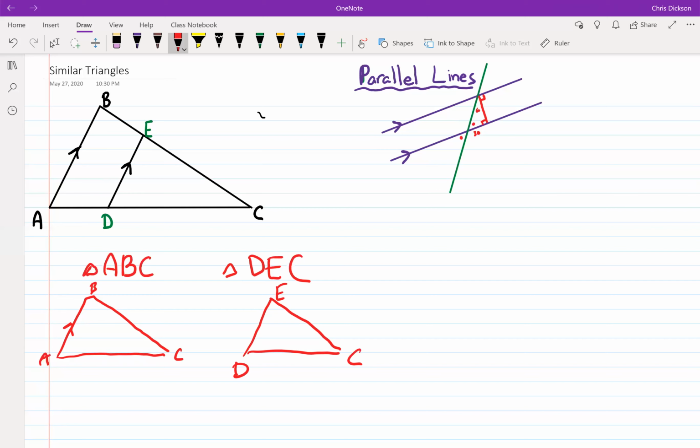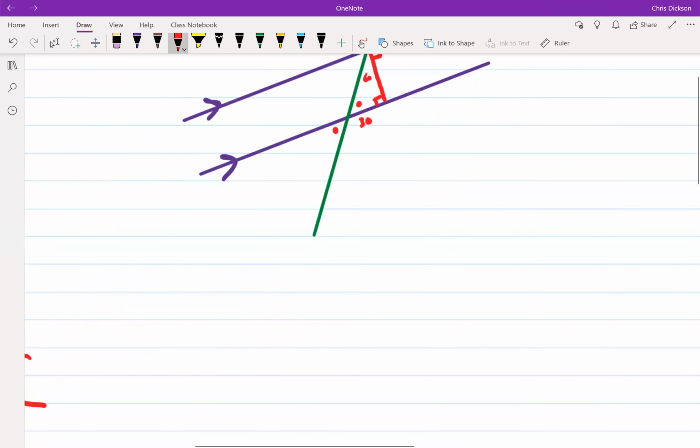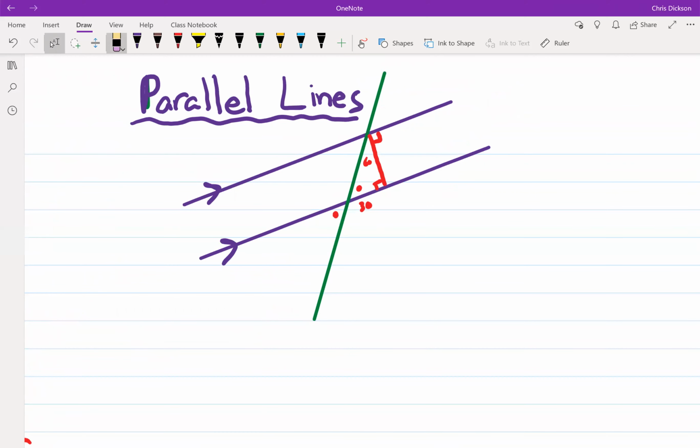So obviously this must have something to do with similar triangles. Otherwise, why would I be talking about it? But before I jump into similar triangles and what it means, I just want to look at parallel lines first of all. So I'm just going to go over here and zoom in on this picture. And I'll erase my little bit of work. You might put that back in a bit.